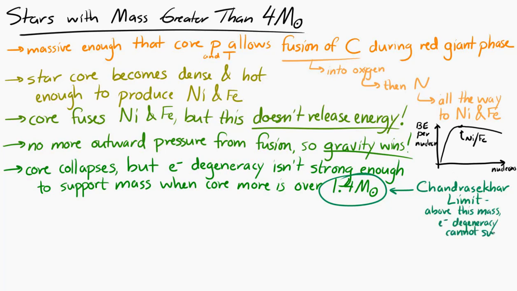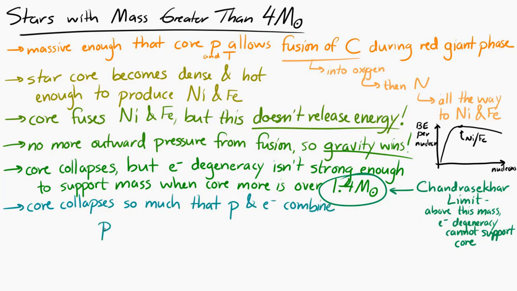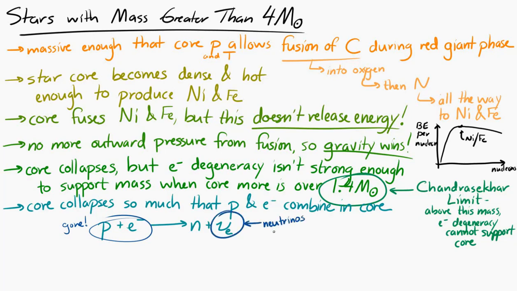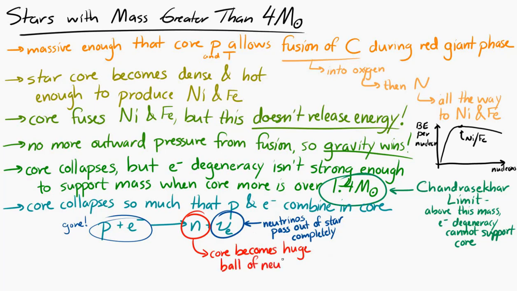And what happens is the protons and the electrons in the entire star combine. You get this reaction: proton plus electron results in a neutron plus a neutrino. So this happens very suddenly. And when this happens, the protons and the electrons go away, and they all turn into neutrons and neutrinos. And if you remember, neutrinos can pass through normal matter very easily. So when this occurs, the neutrinos just escape. And all you're left with is a big core made of neutrons.